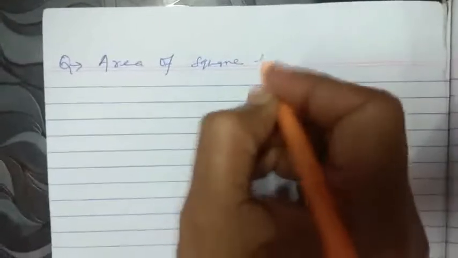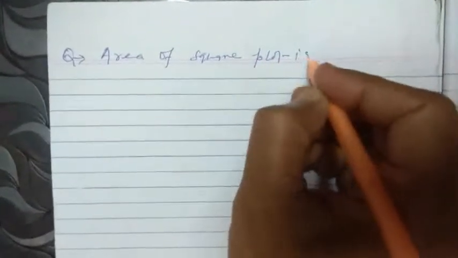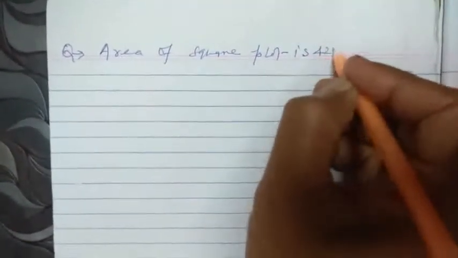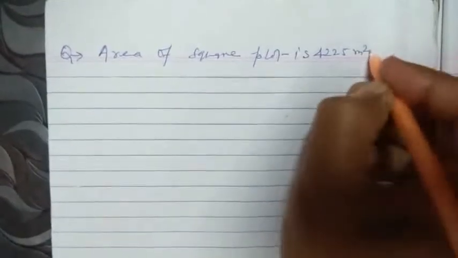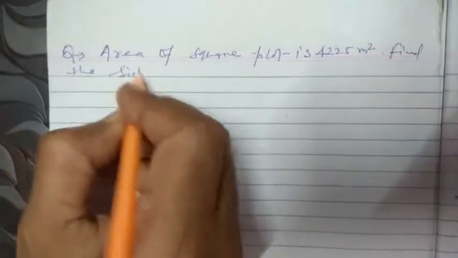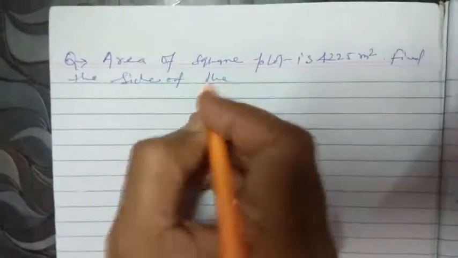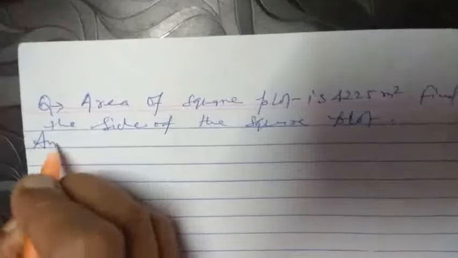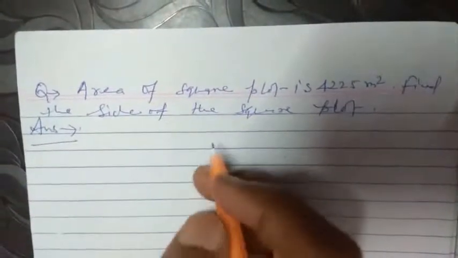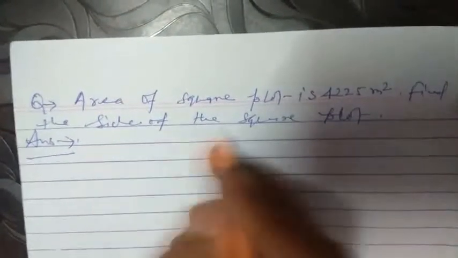Now the next question is, the area of a square plot is 4225 meter square. Find the side of the square plot. How can you solve? You can solve using the division method. The area of a square plot is given.